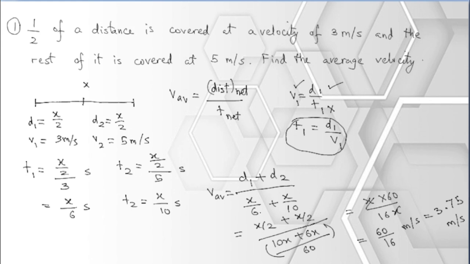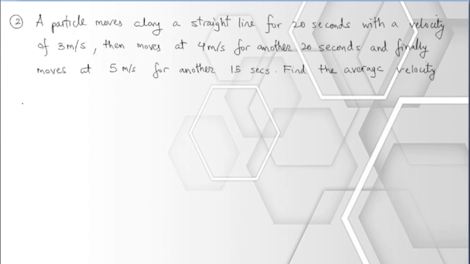Now here we have another question, again on average velocity. This one is slightly different. Let us try. A particle moves along a straight line for 20 seconds with a velocity of 3 meters per second. Then it moves at 4 meters per second for another 20 seconds and finally moves at 5 meters per second for another 15 seconds. So again, let us break down the question.